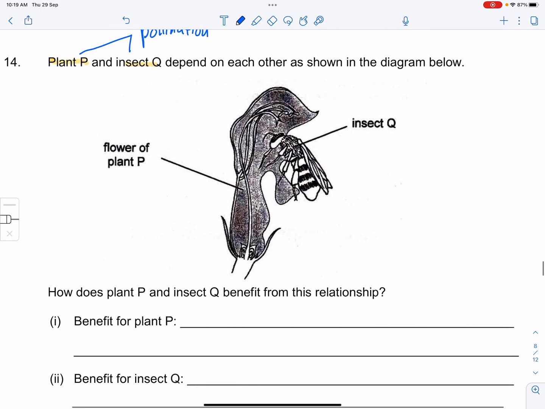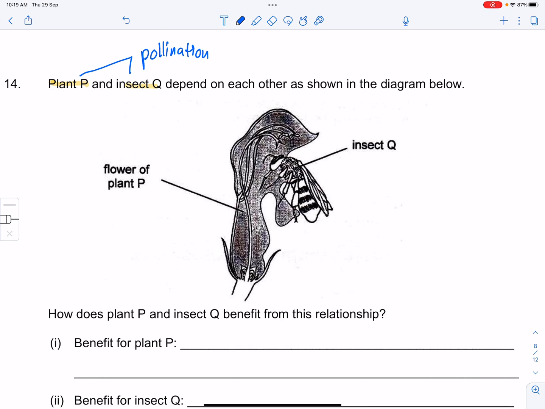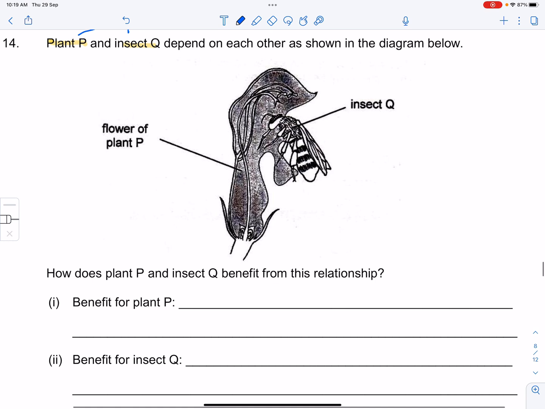Now, how do plant P and insect Q benefit from this relationship? What is the benefit for plant P? So basically for this, because the question is how, you need to explicitly tell me the process. Pollination alone is not enough. Okay? You have to tell me that what happens is that insect Q will help P by transferring the pollen grains from the anther to the stigma so that fertilization can occur. Okay?